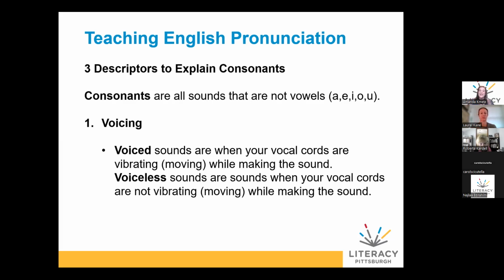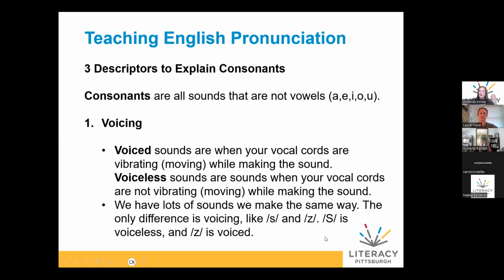So S and Z are actually the same exact sound. The only difference is when we make a Z, the vocal cords are vibrating and moving, and the S is a voiceless sound. So we have lots of pairs of sounds like this in English. P and B are another example, F and V.